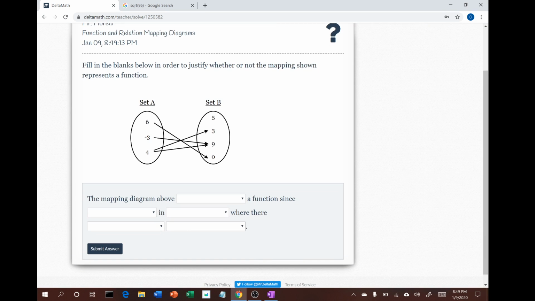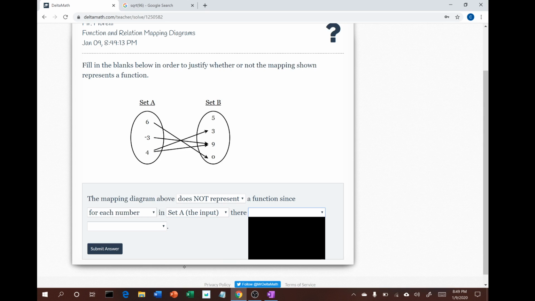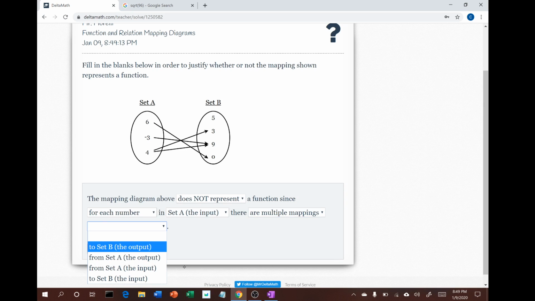The mapping diagram above is not a function since for each number in set A, the input, there are, wait a minute, there are multiple mappings to set B, the output. Is that correct? That was actually kind of confusing. What I'm trying to say is 4 repeats. So I actually don't know if I said that right. The mapping diagram does not represent a function. I wish it just stopped there. Since for each number in set A, there are multiple mappings to set B, the output.